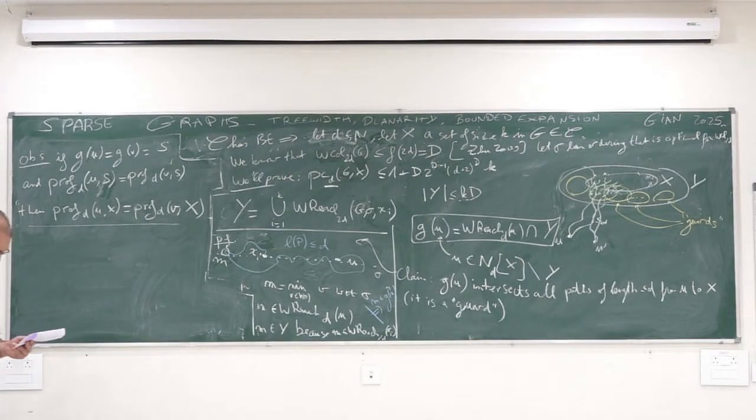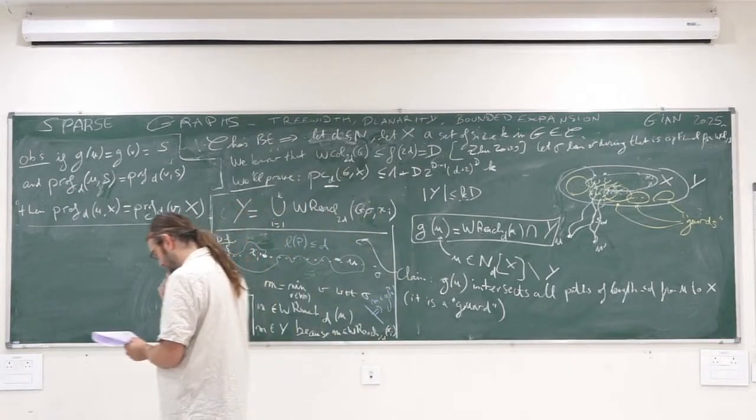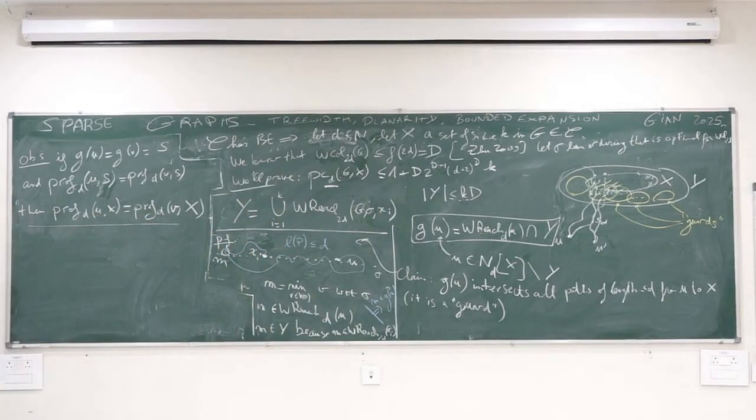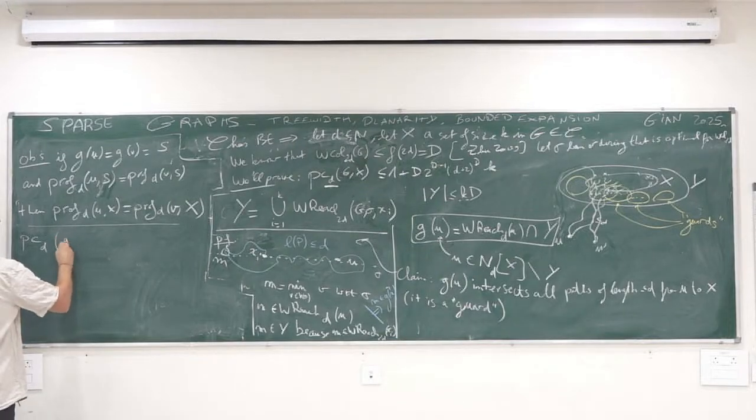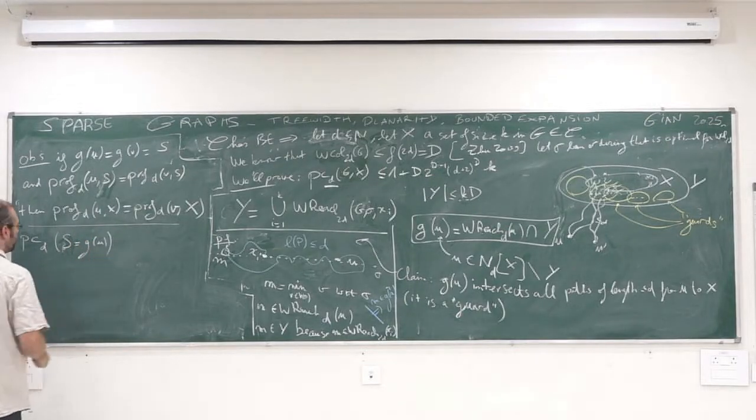Okay, so how many such profiles can there be? So the profile complexity of such a guarding set, what is it?